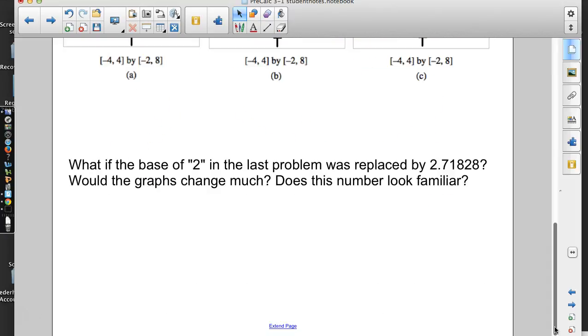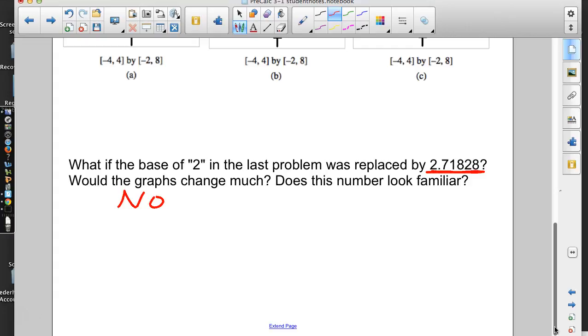And it said, what if the base of 2 in the last problem was replaced by 2.71828? Would they change much? Left this one up here. Take a look at that. That was 2 to the x, 3 to the x, 4 to the x, etc. Still going to be growth, right? I mean, it's just closer to 3 if we were to round that. So would they change much? No.